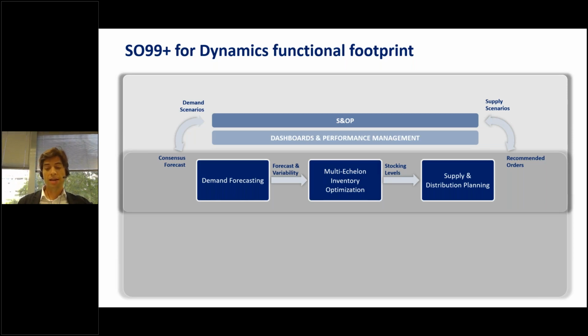The third module is Supply and Distribution Planning. These modules support the job of supply and distribution planners in the calculation of orders to suppliers and transfer orders between the different warehouses of your network.